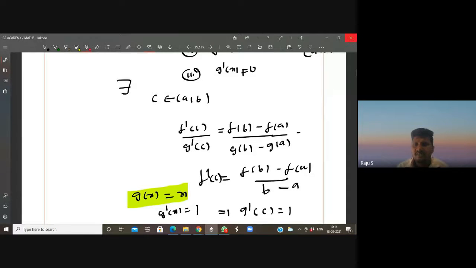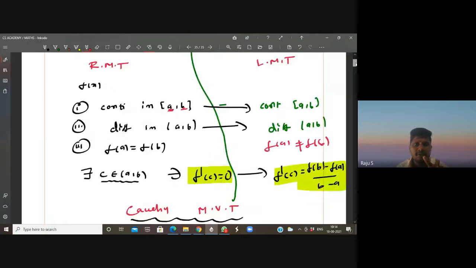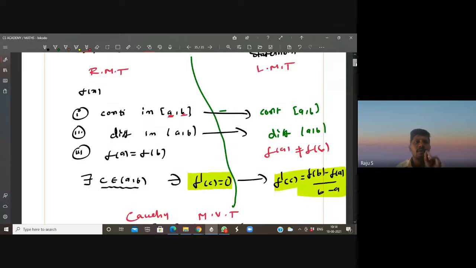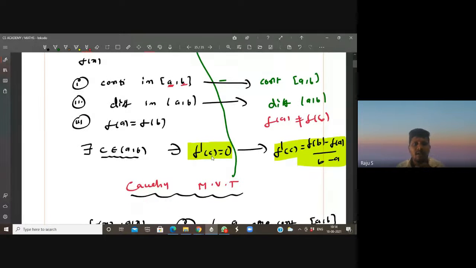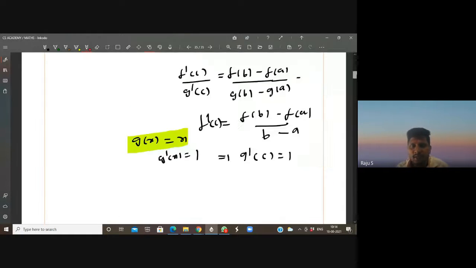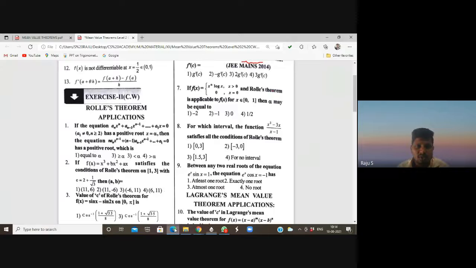Anyhow, just remember only two points: continuous in closed interval, differentiable in open interval, and f dash of c is equal to 0 in Rolle's. In Lagrange's, f dash of c is f of b minus f of a by b minus a. That's all. Okay. Let's see the questions. First one.